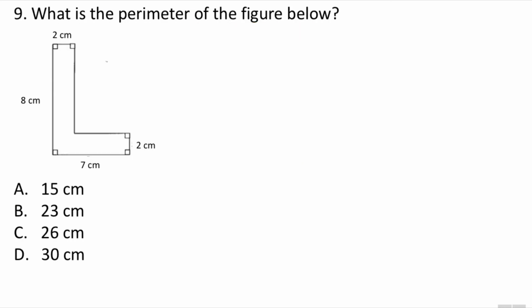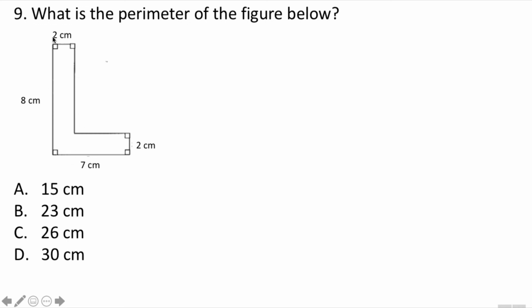Let's now have a look at question 9, guys. So what is the perimeter of the figure below? Before we can work out the perimeter of this compound shape, we have to find the missing length from our figure. The reason for that is when we talk about a perimeter, we're talking about the total distance around the figure, which therefore means any distance that we do not know, we need to find first before we can find the perimeter.